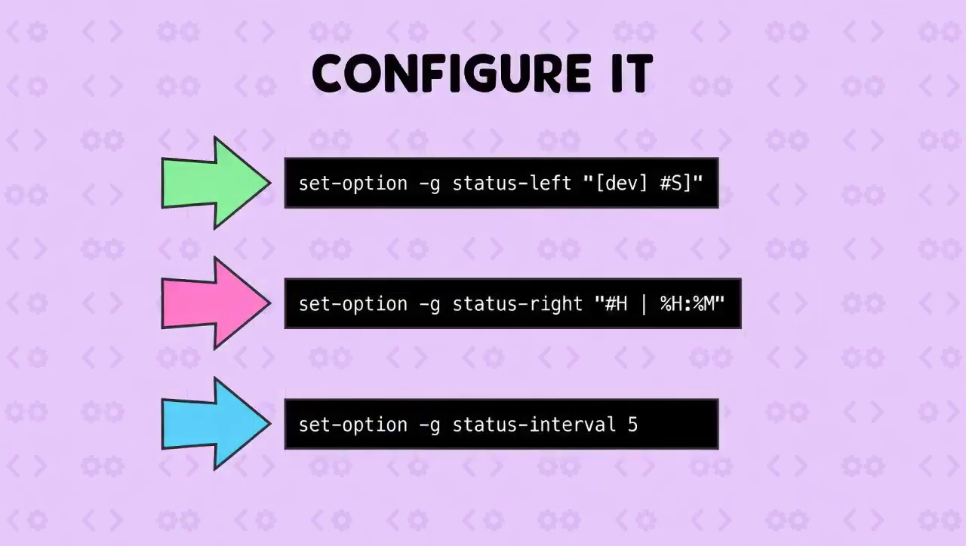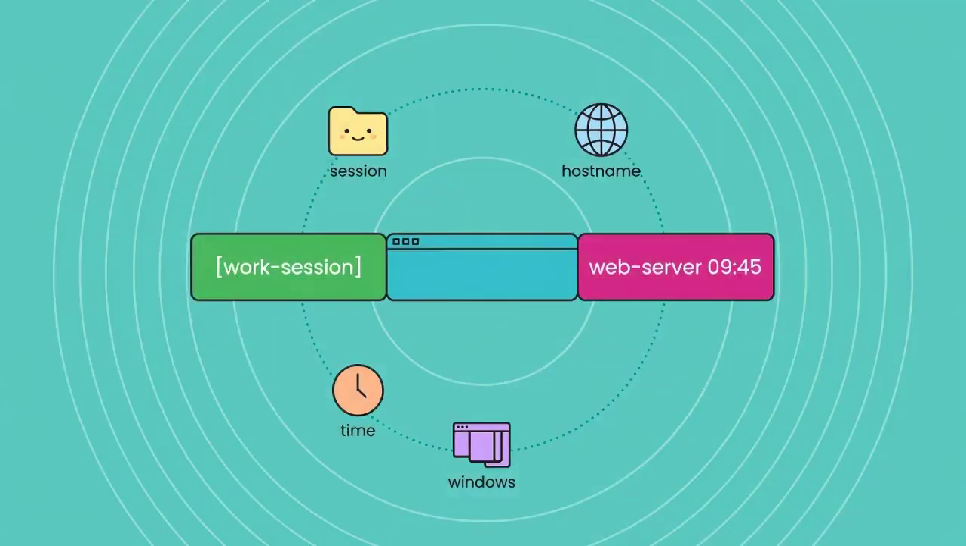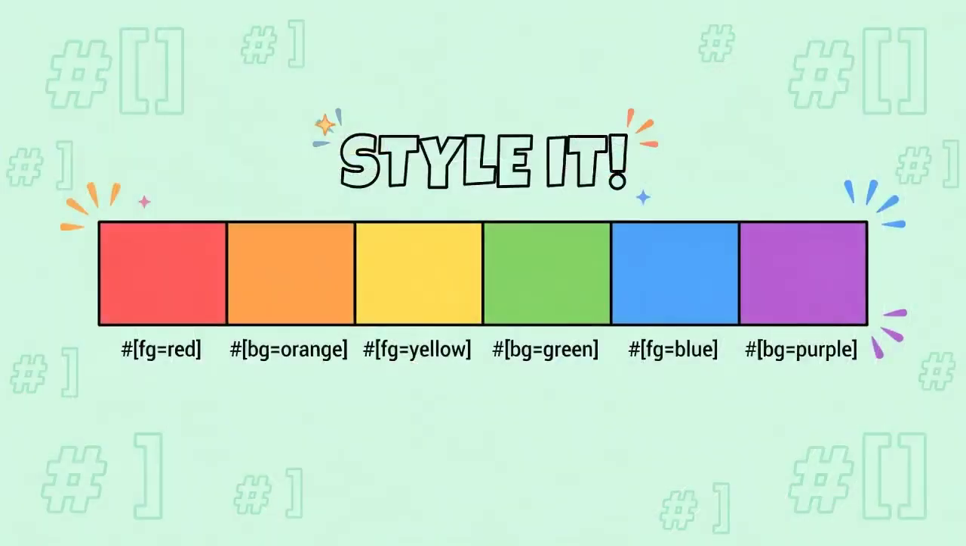You configure it with set option commands. Status left, status right, status interval control what shows, where it shows, and how often it refreshes. It's useful for surfacing session name, host name, time, and window info at a glance, your entire workspace context in one glanceable strip. And you can style it with color attributes like #[fg=color] and #[bg=color], turning that plain black bar into a rainbow of information density.